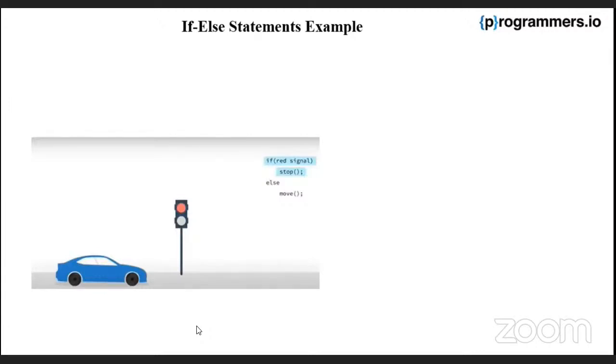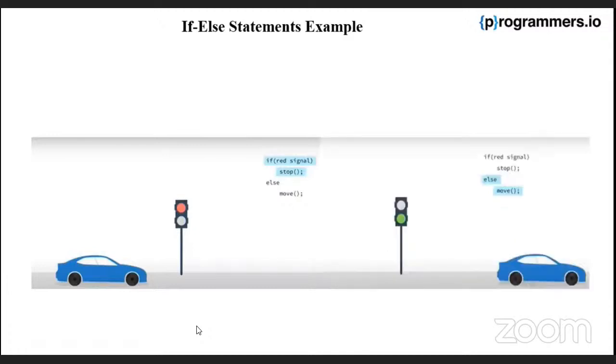And the third one is a real-time scenario. Suppose in a red light system, if the signal is red, you should stop. Else, if the signal is green, then you should move. So this is the if and if else statement. Let's jump into the programs of the if else statement.